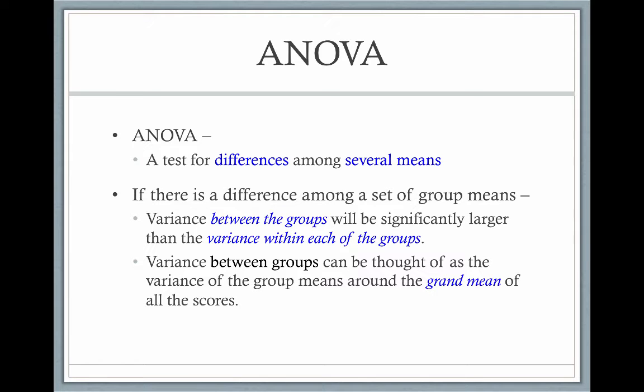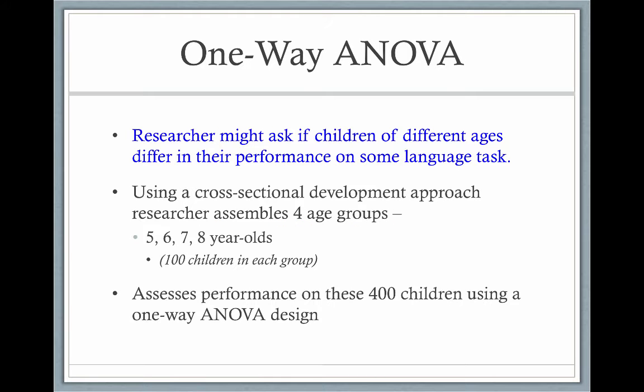So an ANOVA tests for differences among several means. If there is a difference among a set of group means, then the variance between the groups will be significantly larger than the variance within each group. The variance between the groups can be thought of as the variance of the group means around a grand mean of all the scores. Once you see the table, this will make more sense.